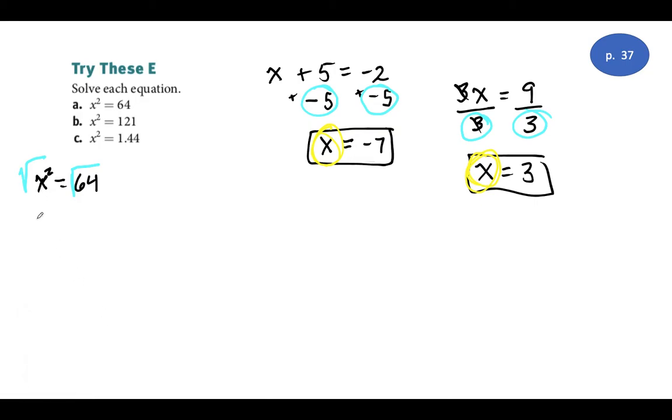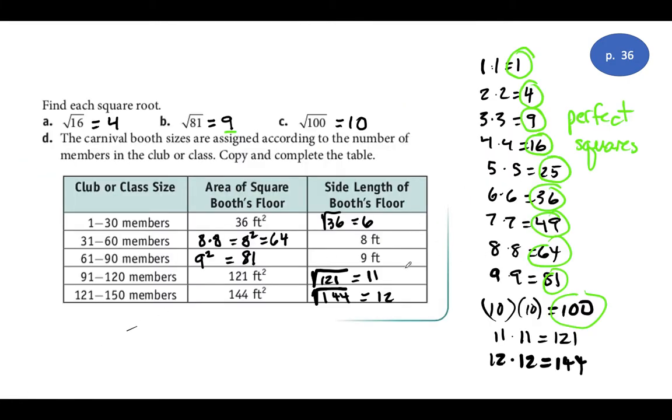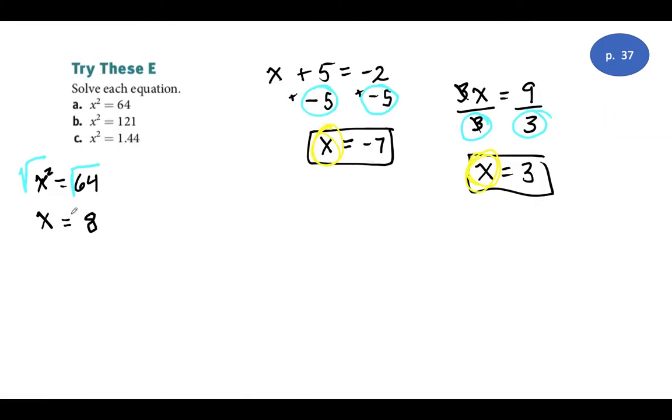All right, so the square root of x squared is x, and the square root of 64 is 8, right? 8 times 8 is 64. We did that back here. 8 times 8 is 64. Okay. The thing is, 8 is not your only answer.